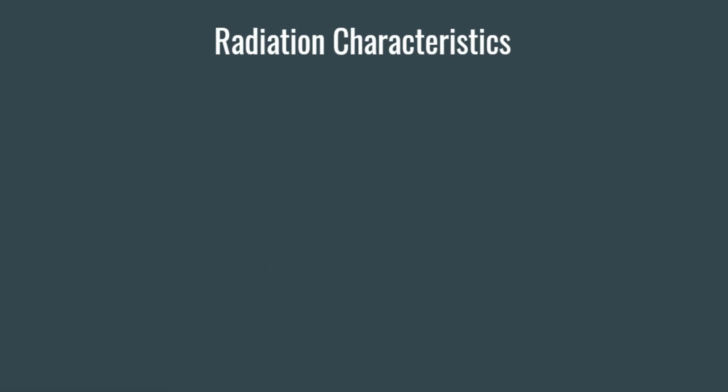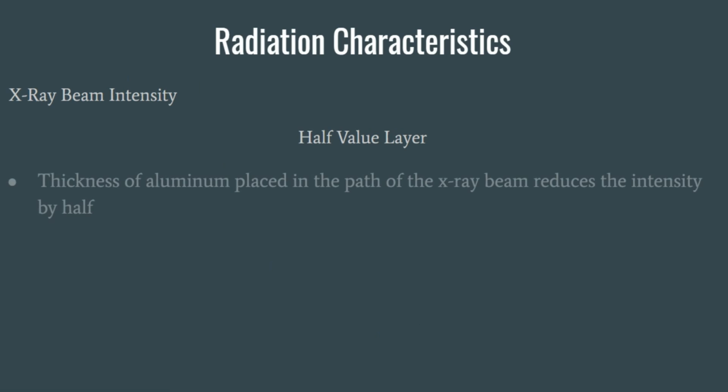And the last concept here we're going to discuss is called the half value layer, and this is a part of the X-ray beam intensity. It states that the thickness of aluminum placed in the path of the X-ray beam reduces the intensity by half. So going back inside the tube head, we had the aluminum filter. Each of those aluminum filters is 0.5 millimeters in thickness.